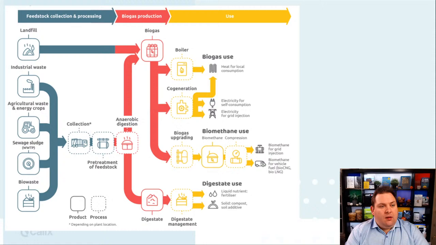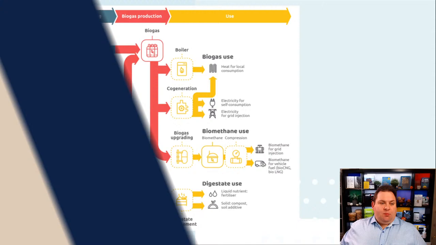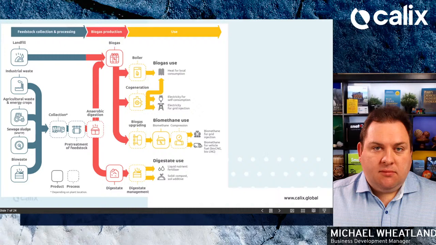In terms of the use chain or the value chain, you can see over on the far left hand side here, this is where wastes come from. It can be from landfill, it could be from industrial waste, agricultural energy, and crops. There's lots of options there. Sewage sludge, bio waste. Anywhere where there's a solid waste that's got organic matter in it, you can extract that as energy.